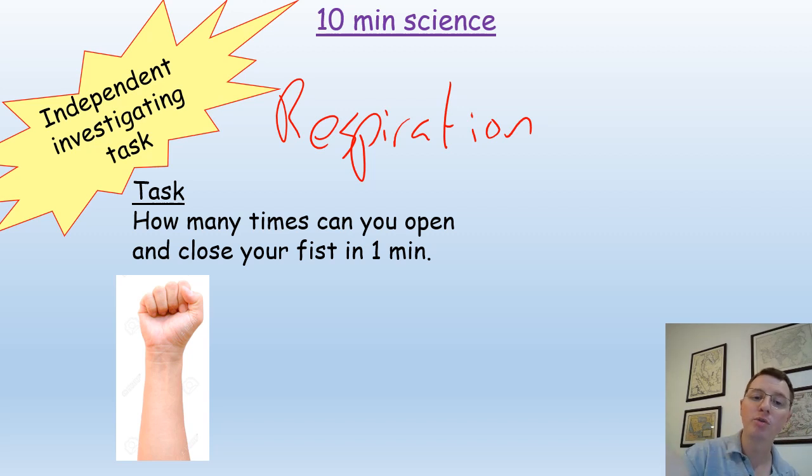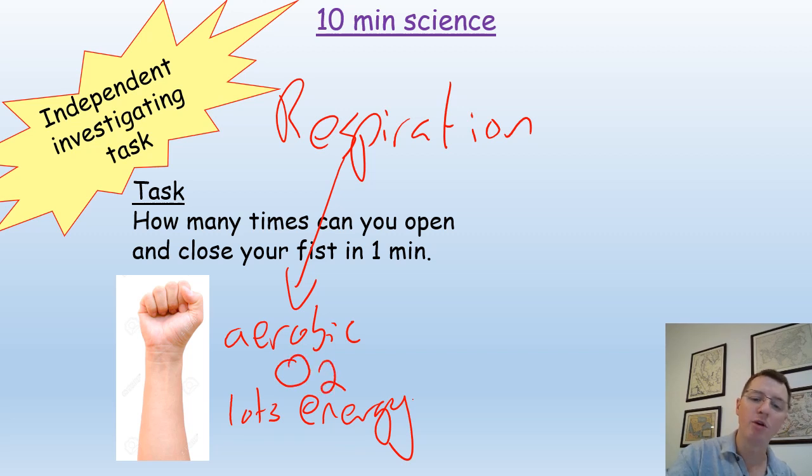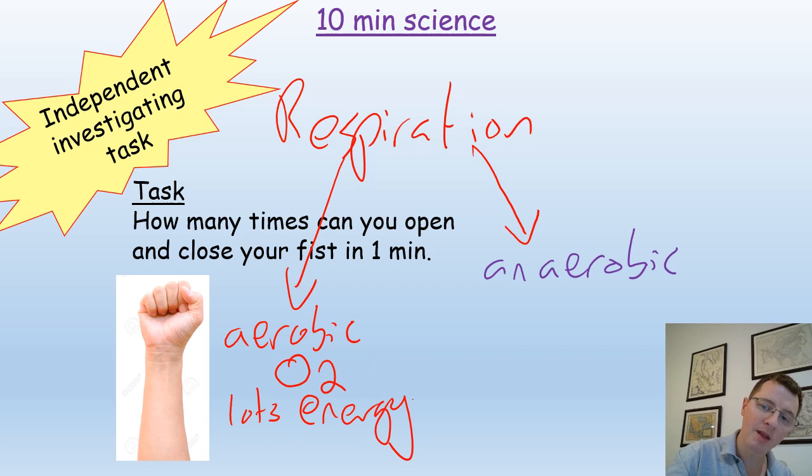And in fact there are two types of respiration. There is aerobic. And aerobic respiration provides you with lots of energy, but it does need oxygen. Aerobic respiration needs lots and lots of oxygen. And then there is anaerobic. An anaerobic does not need oxygen, but it produces a lot less energy.